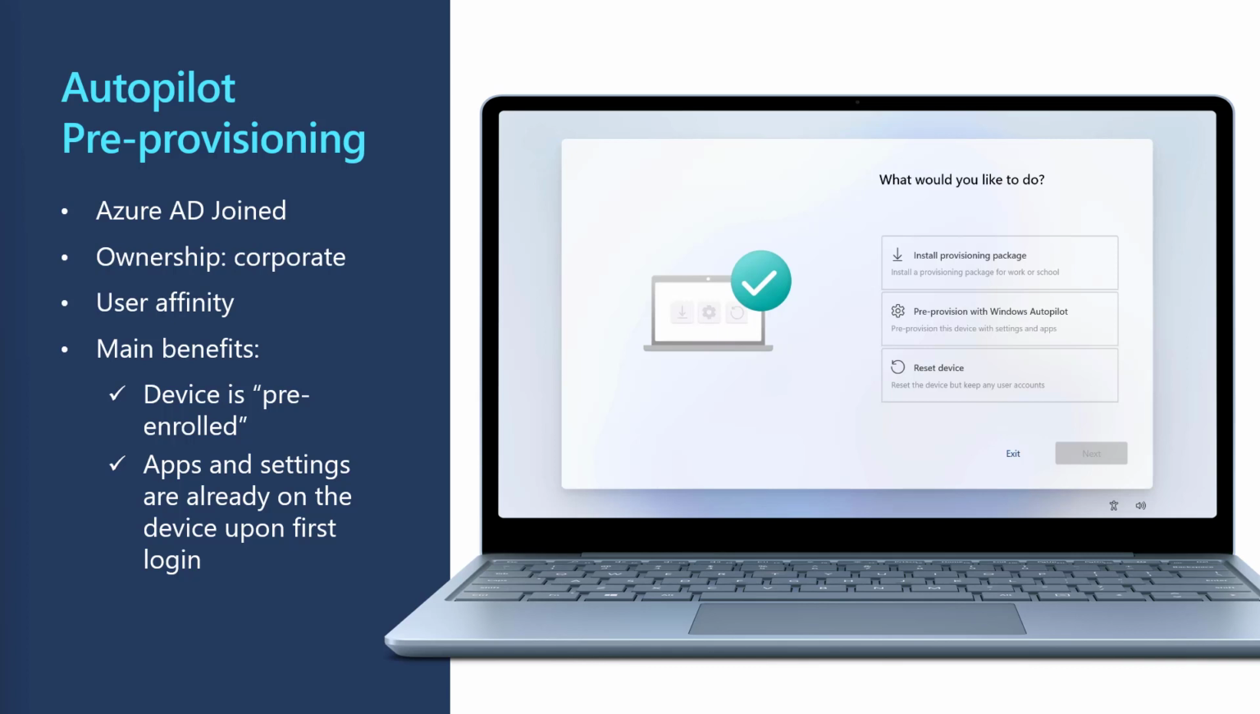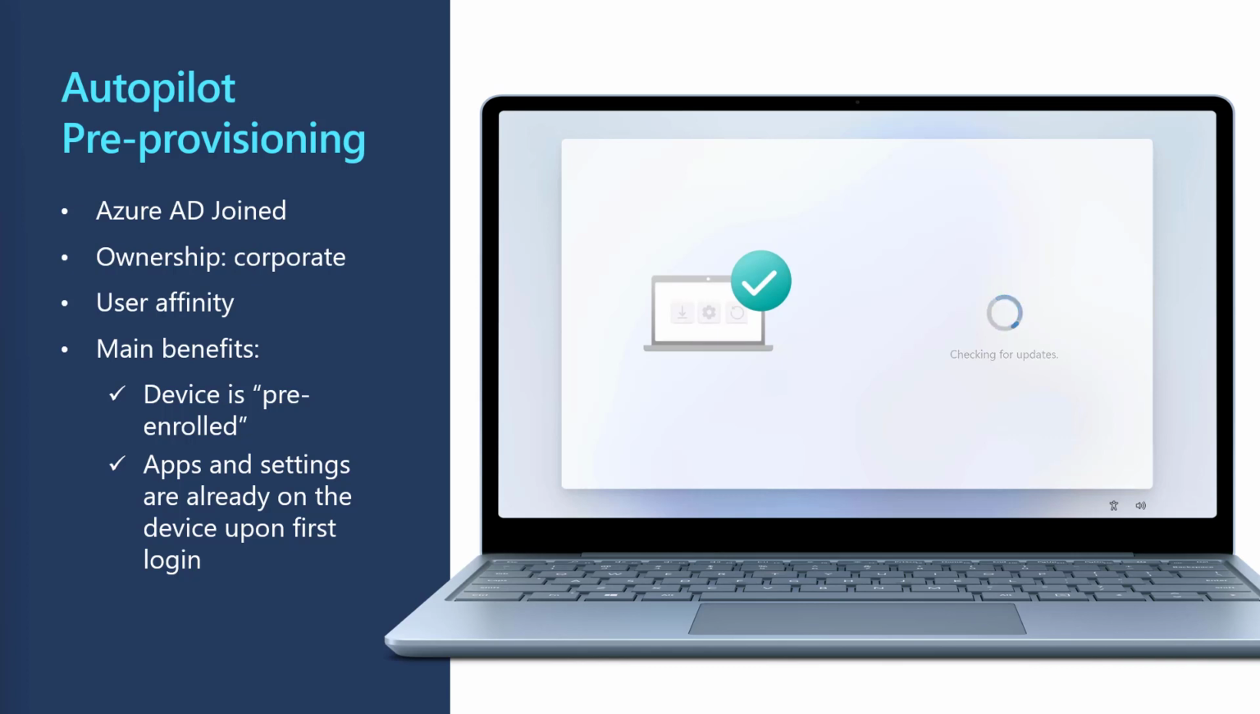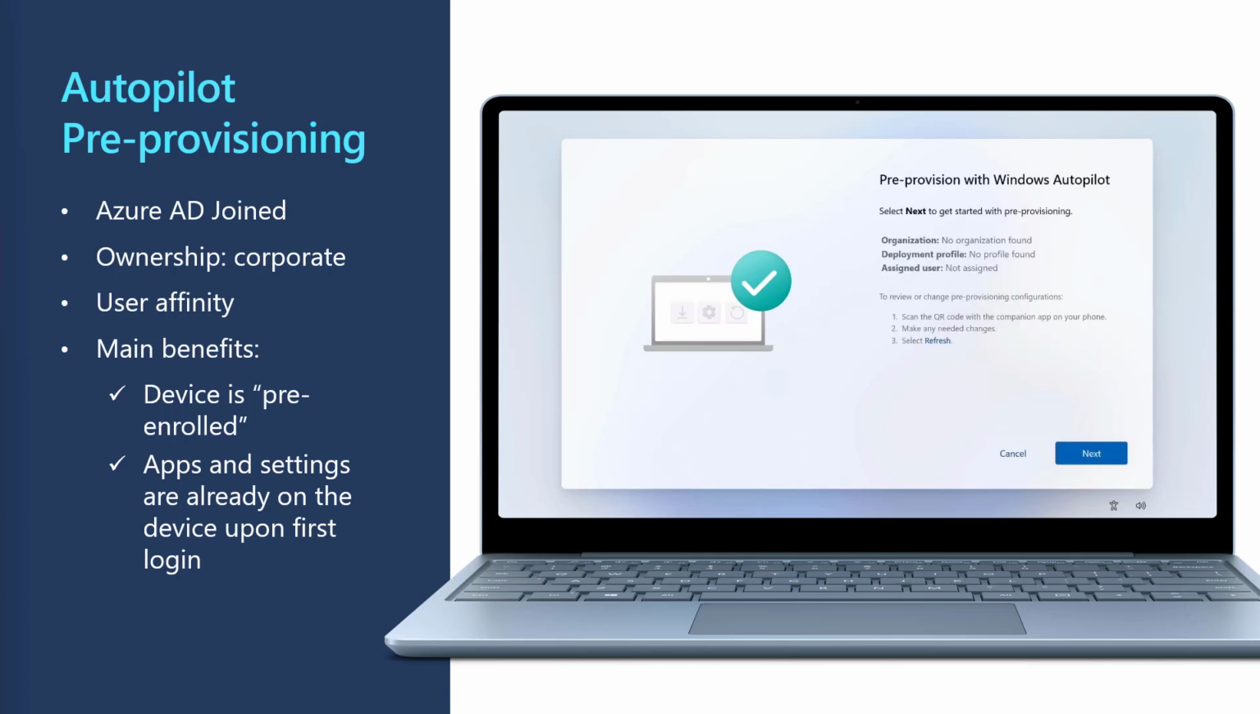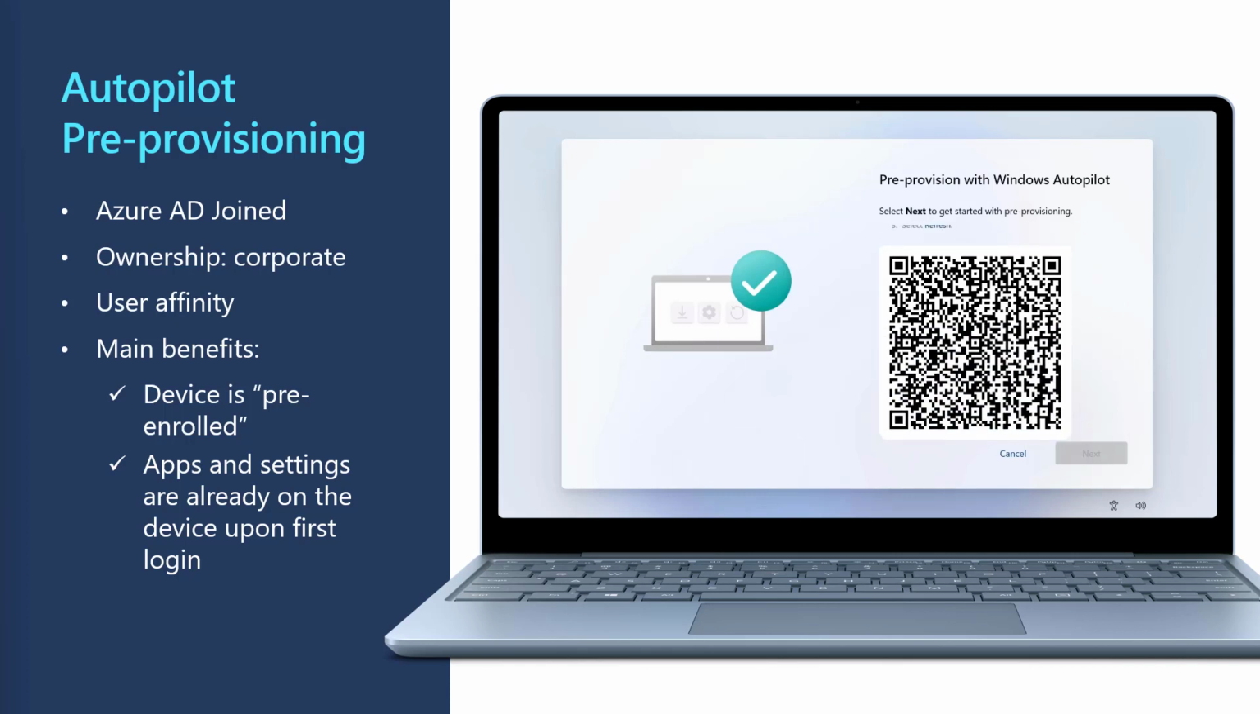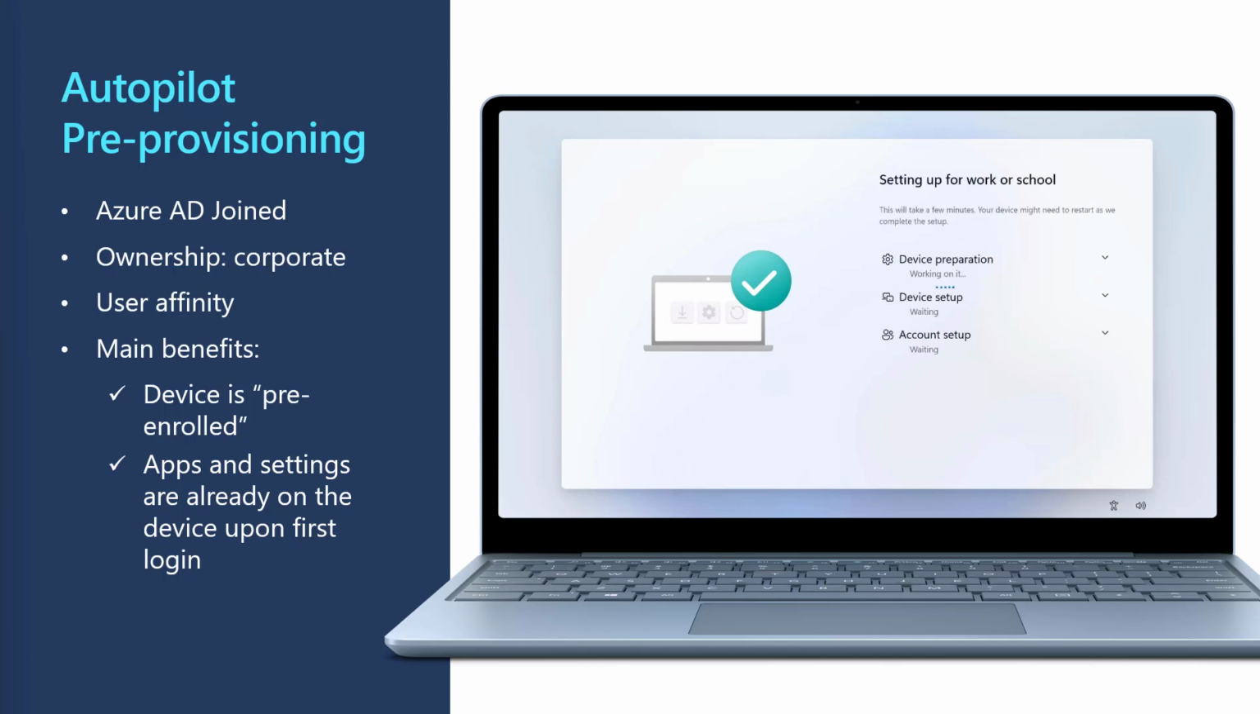Now the technician can select the option Pre-provision with Windows Autopilot and select Next. The device retrieves the Autopilot profile, indicating that the device belongs to the school. The technician selects Next. In the next phase, the device will automatically join Azure Active Directory and enroll in Intune. The technician doesn't have to provide any credentials, so the device can proceed on its own. Applications and settings that have been targeted to the device will be installed.